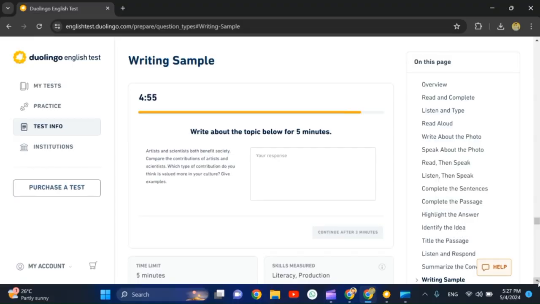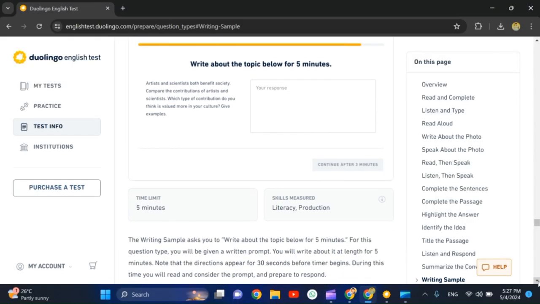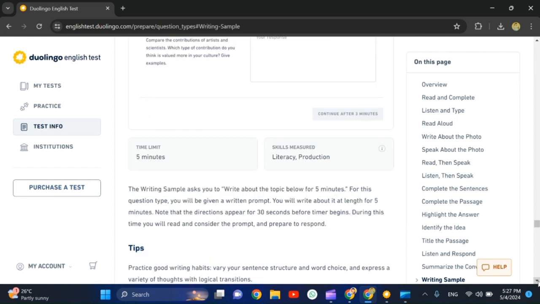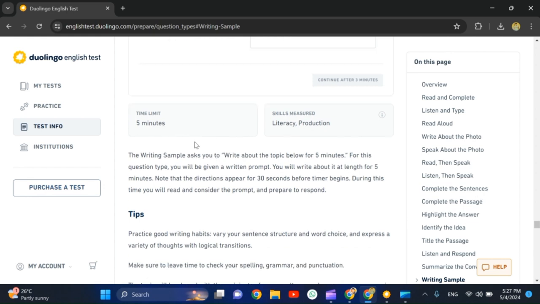Coming to writing sample. In writing sample, you will be asked a question and you have to write for 5 minutes about the question. The time limit is 5 minutes and skills measured are literacy and production, same as interactive writing. The writing sample asks you to write about the topic below for 5 minutes. For this question type, you will be given a written prompt. You will write about it at length for 5 minutes.